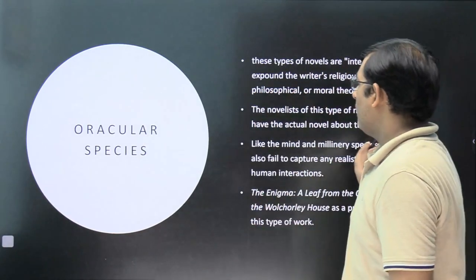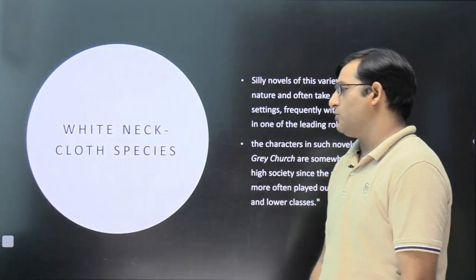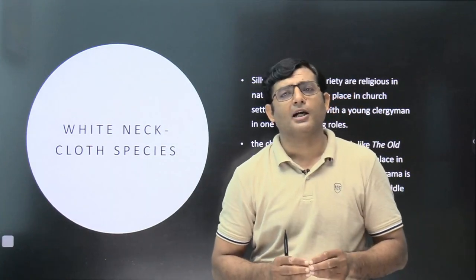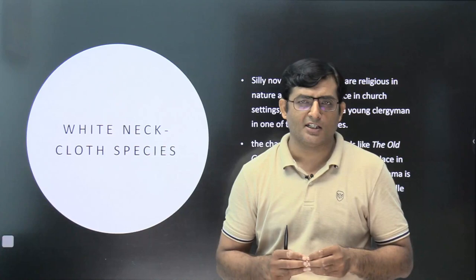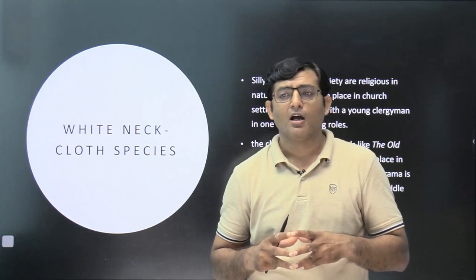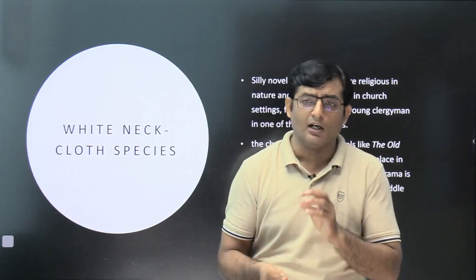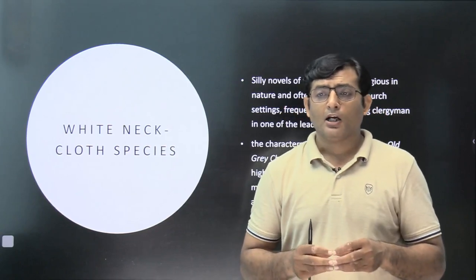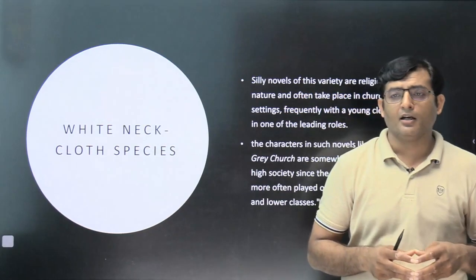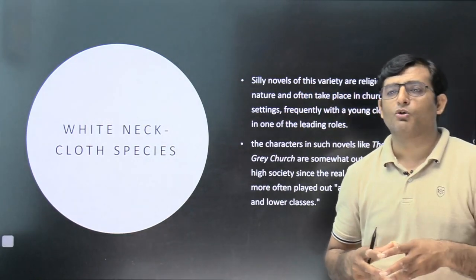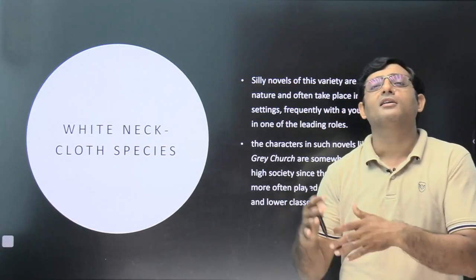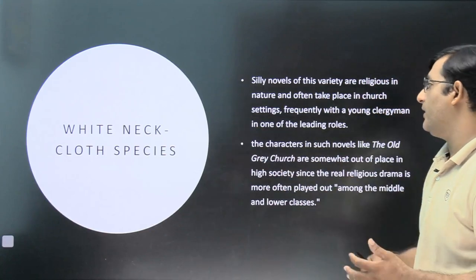And the third category of fiction, third species, that is the white neck cloth species. Silly novels of this variety are religious in nature and often take place in a church setting. The setting of such white neck cloth species is in church, frequently with a young clergyman in one of the leading roles. These novels may involve crossed wires and missed connections as in the other types of silly novels, but these romances are set in a religious context. So this was in fact a type of satire, the romance in the church. Romance in the church, that is white neck cloth fictions.